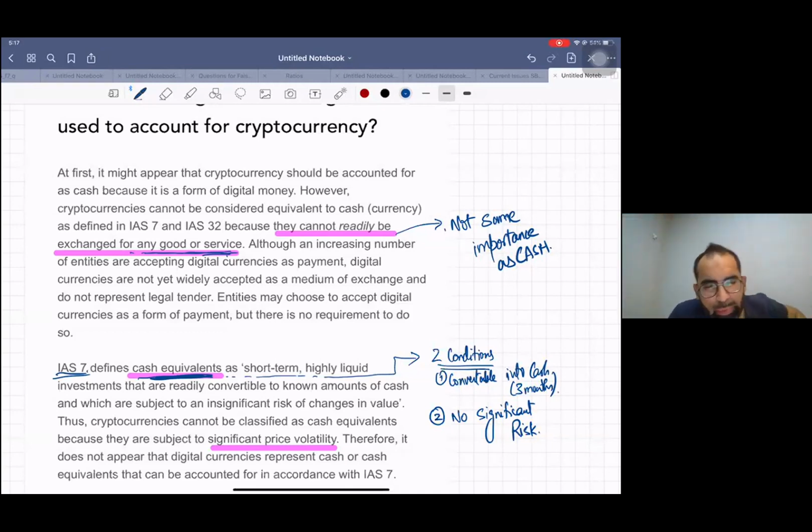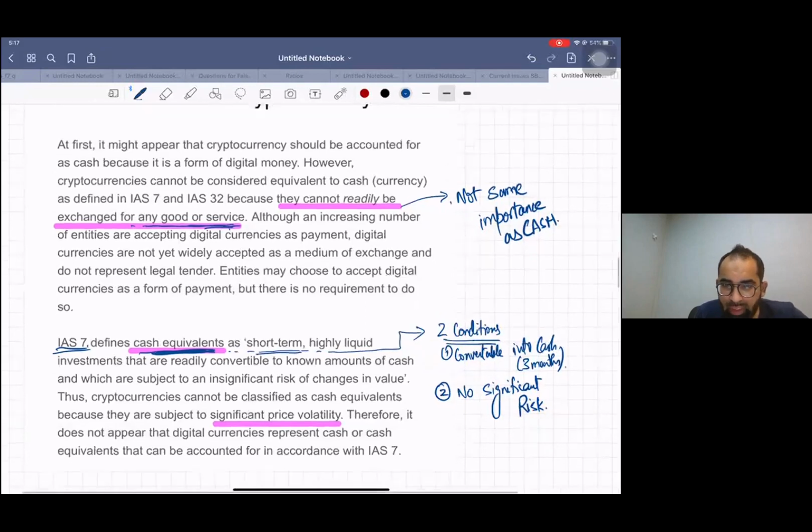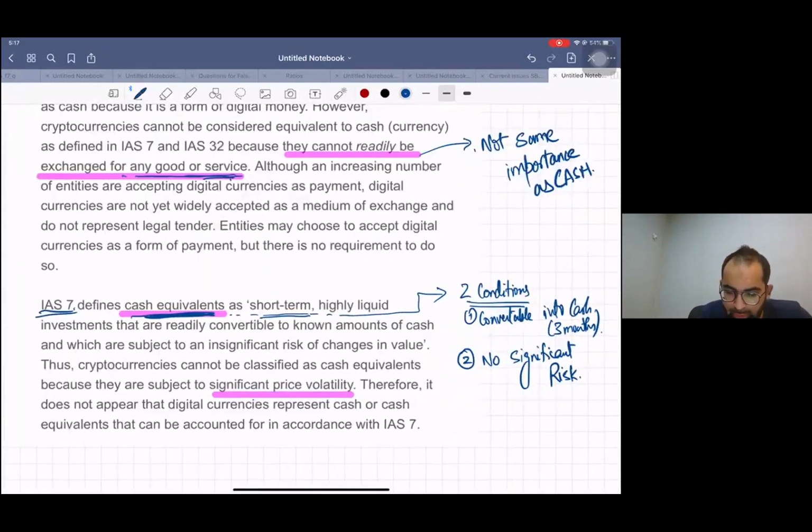Now, the second thing is some people think it is cash equivalent. No, it's not cash equivalent. Why? What's the definition of cash equivalent? First of all, let me read their lines and then I'll give you my definition. Cash equivalents are short term, highly liquid investments that are readily convertible to known amounts of cash, which are subject to insignificant risk of changes in value.